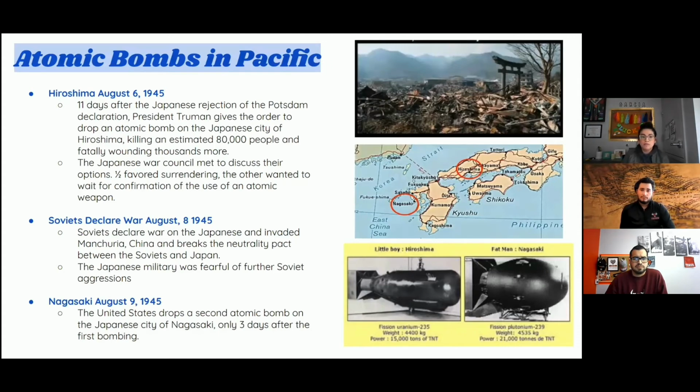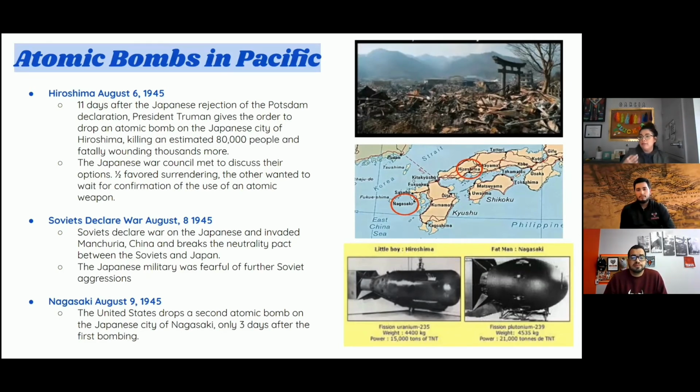They don't know. The Soviets declare war against them on August 8th, just 2 days after they dropped the bomb on Hiroshima. The Soviets declared war on the Japanese and invaded Manchuria, China. And although it is China that they are invading, it is a territory that is currently being occupied by the Japanese. This breaks their neutrality pact, and it definitely concerns the Japanese because that was the one thing that they were really hoping would not happen.